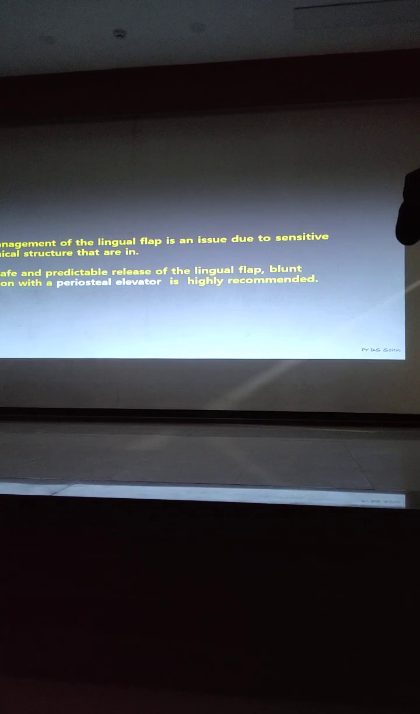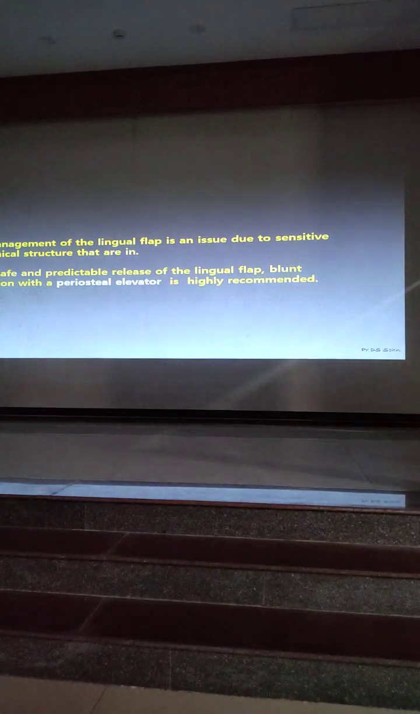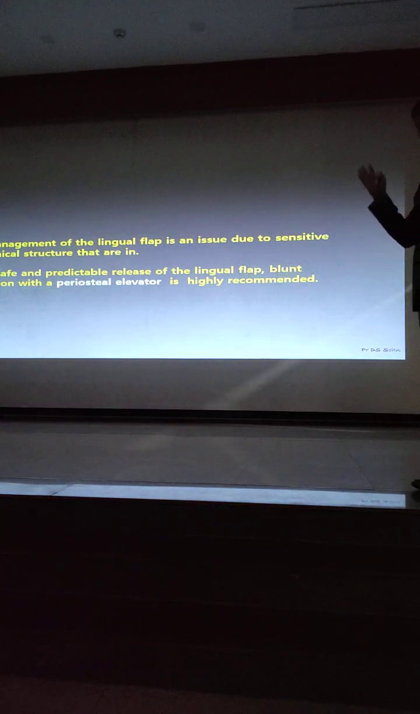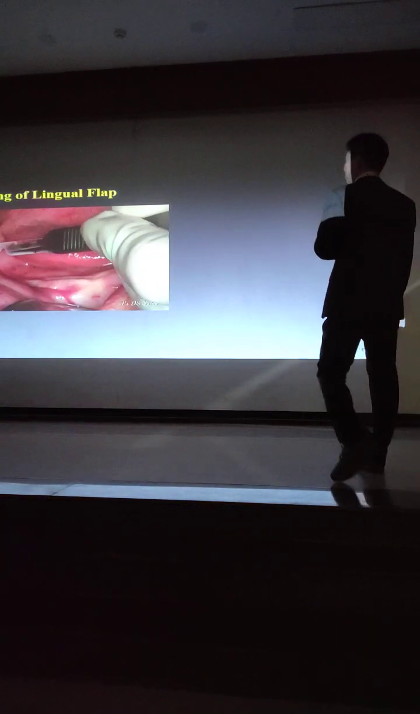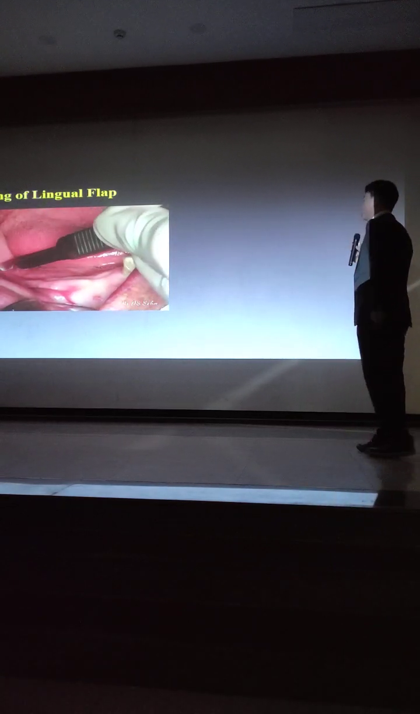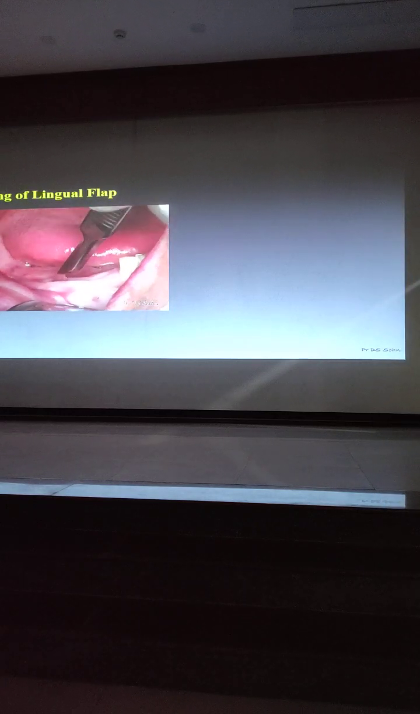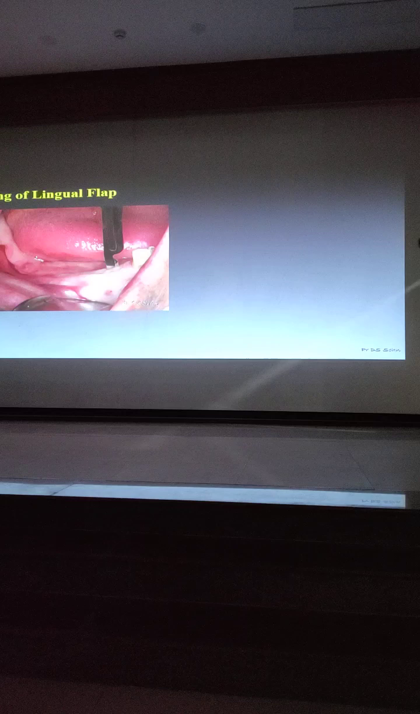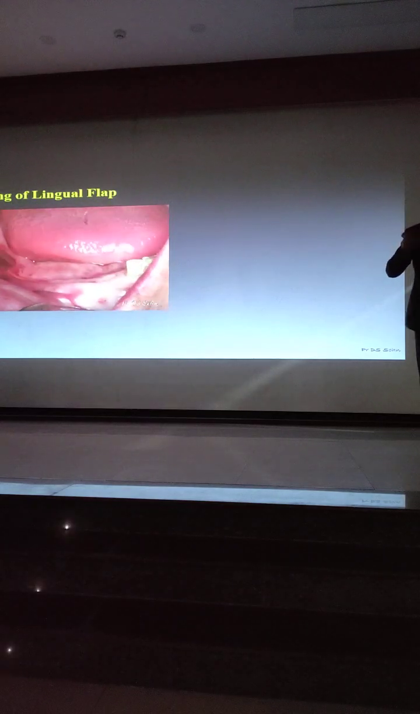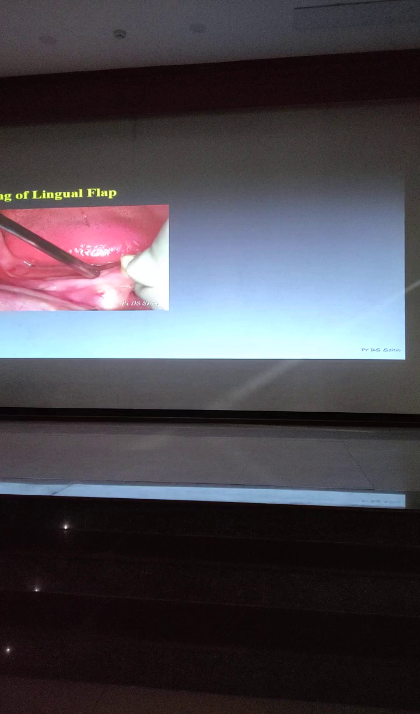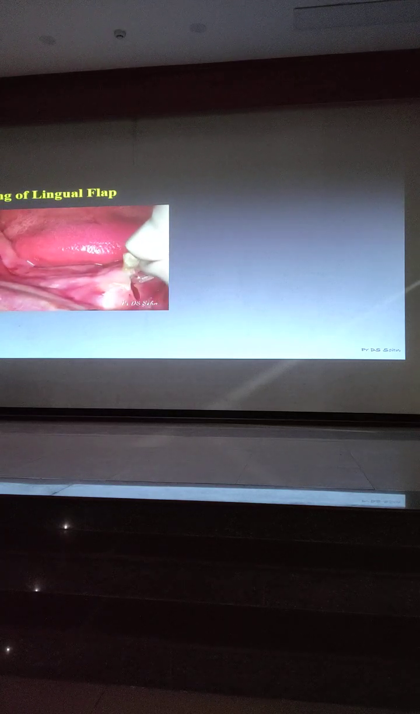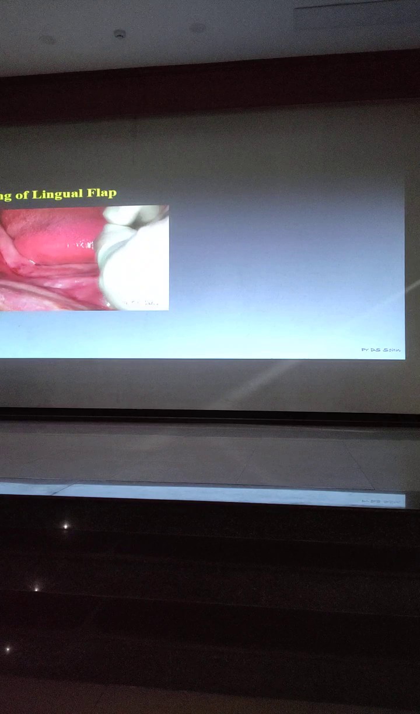As long as you do blunt dissection on the lingual periosteum with blunt instruments such as the periosteal elevator, you don't need to worry about any damage to the vital organs in the lingual flap. This video shows how to release the buccal flap and lingual flap. It takes only 10 or 20 seconds to release the lingual flap with the blunt instrument.